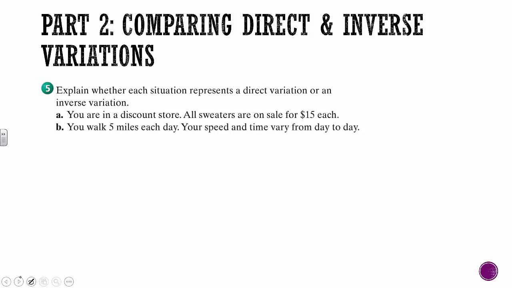So explain whether each situation represents a direct variation or an inverse variation. So we're looking to see if things are getting bigger as we multiply them together or if they're getting smaller as we divide them. So you're at a discount store. All sweaters are on sale for $15 each. So for this one, every sweater is $15 per sweater. So this is a constant ratio, and whenever you have a constant ratio, that means that it is direct variation.